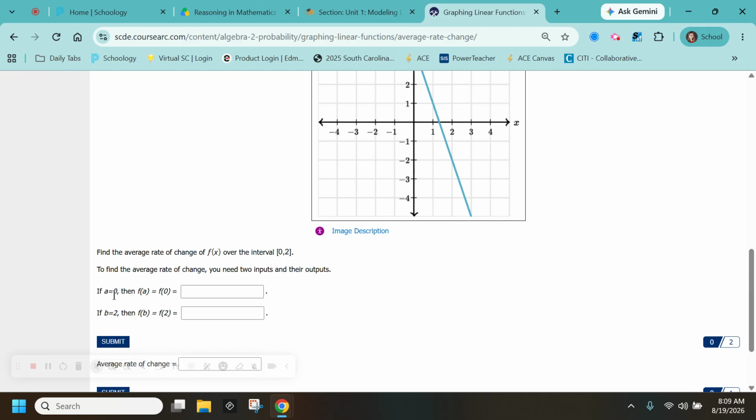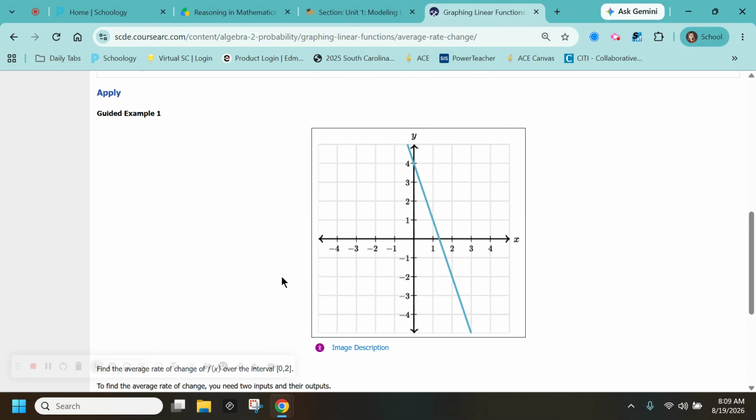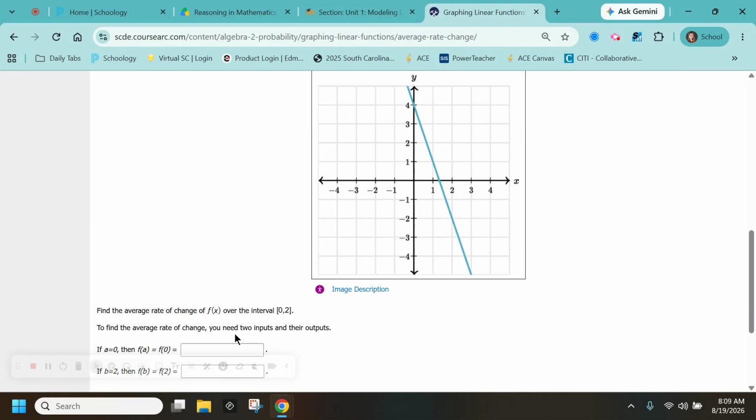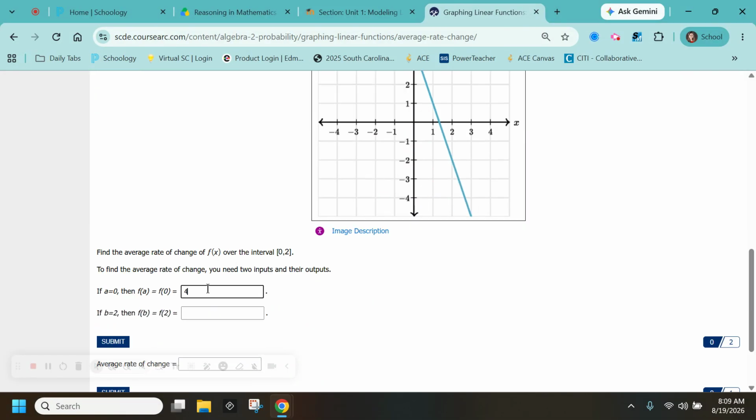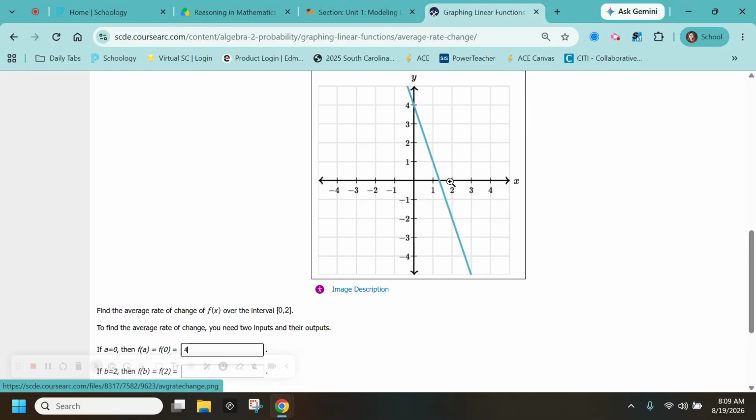So if a is equal to 0, then f of a is the same as f of 0. So we are going to look for 0 on our x-axis, which is here, and we will find the y coordinate of 4. If b is equal to 2, then f of b is equal to f of 2. So for f of 2, we'll look for 2 on the x-axis and go down to our line where it meets, and that is at negative 2.